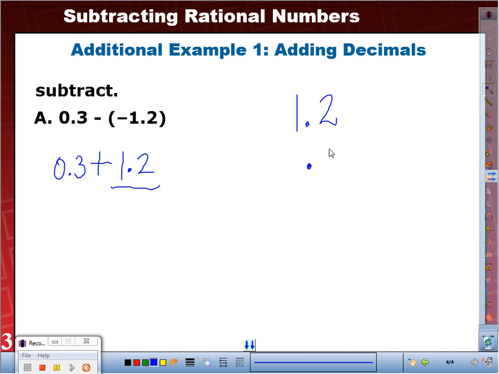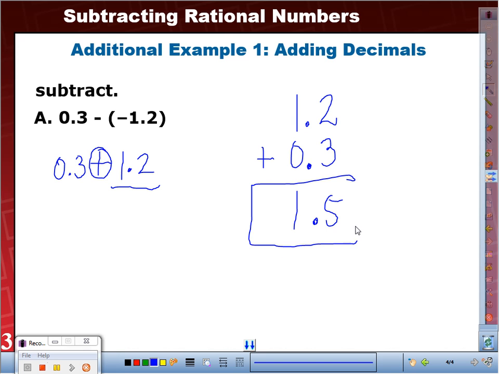The decimal goes here. What goes here? 3 and 0. And this became what? Addition. Okay? So this is 5 point, and this is 1. So the answer for this one is 1.5. Copy that.